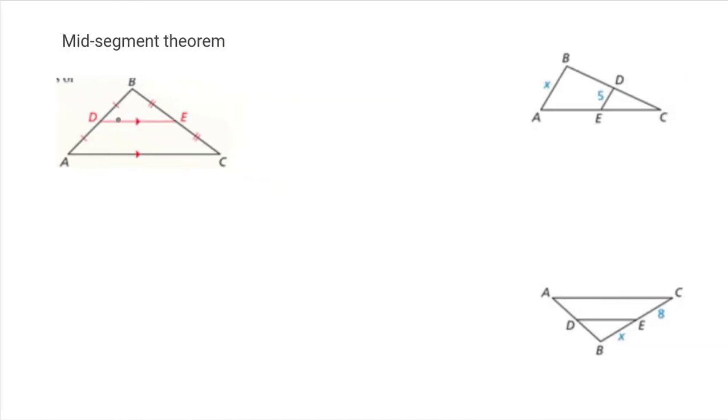Mid-segments are created when a mid-segment cuts all the way across, so the top is equal to the bottom. That means if this is 8, x also equals 8. But if the mid-segment is parallel and creates two parallel lines, whatever this number is, it is half the distance above it. So if this is 5, that means it was cut in half, and so the original was 10.